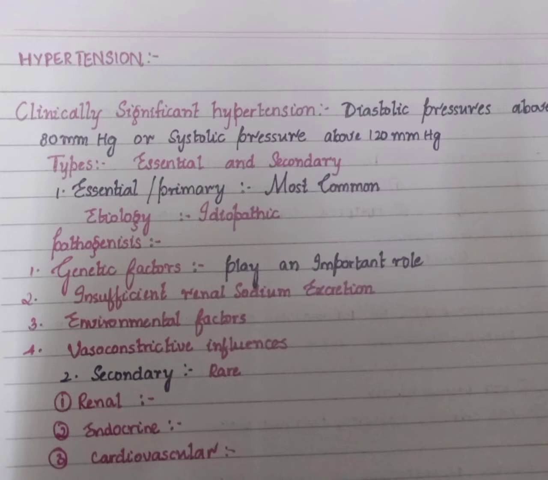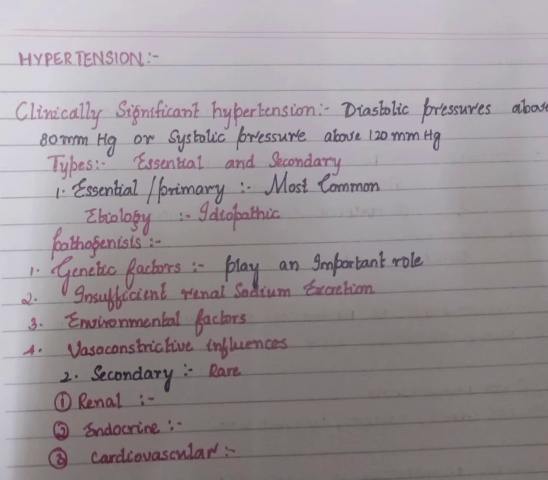When there is insufficient renal sodium excretion, it sequentially leads to increase in fluid volume, increase in cardiac output, and peripheral vasoconstriction. Thereby, this increases the pressure. Third factor is environmental factors. As we know, stress, obesity, smoking, physical inactivity, and heavy salt consumption are involved in environmental factors.